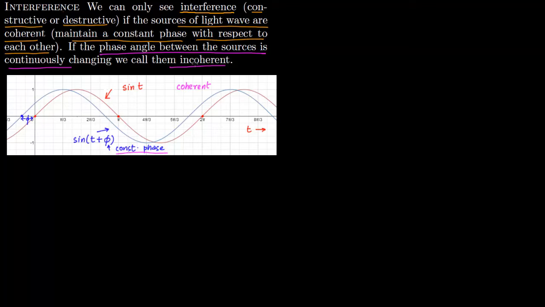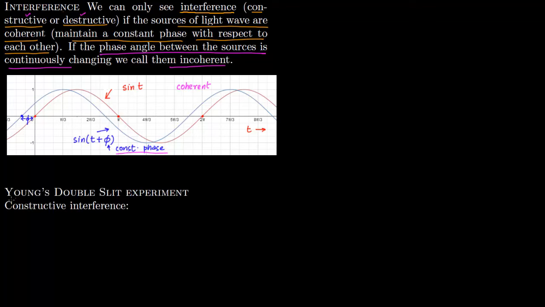Now whenever you talk about constructive or destructive interference, that means the source of light waves is coherent. You can only talk about constructive or destructive interference if you have coherent light waves. If you have incoherent light waves, you do not even know anything about phi because this phi is continuously changing. So you cannot talk about interference. Again, if you want to talk about interference, you are essentially talking about coherent light waves.